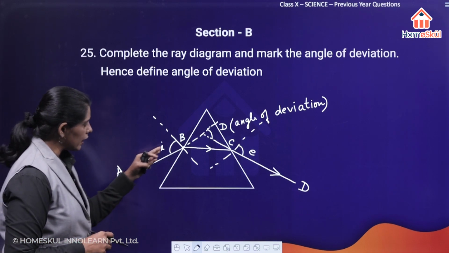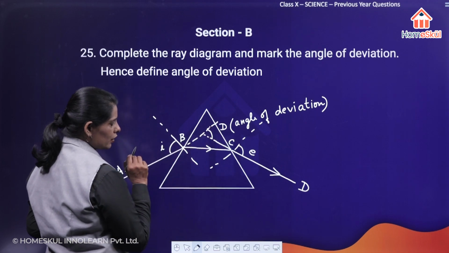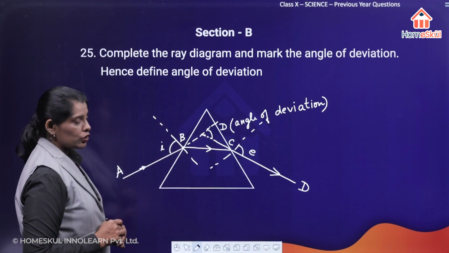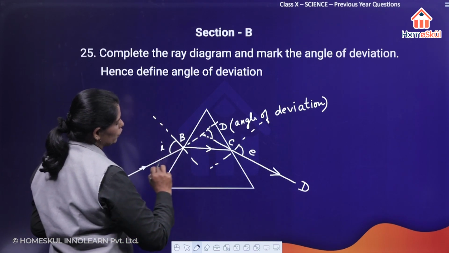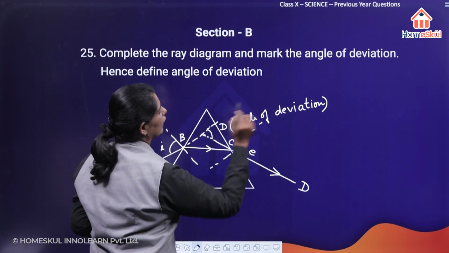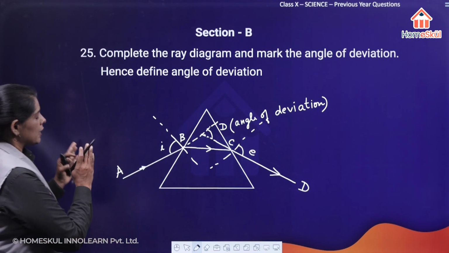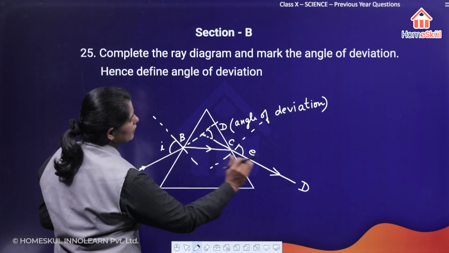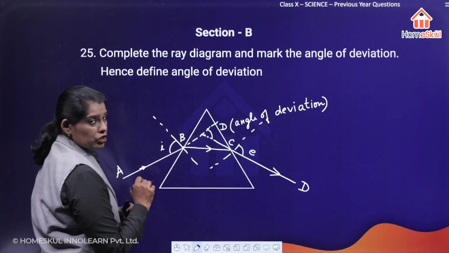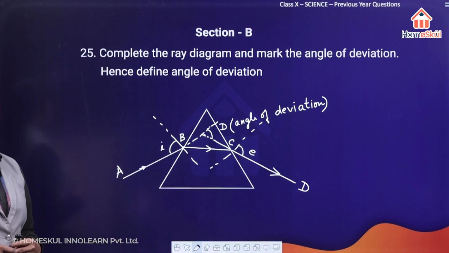Well, we know that this is the incident ray and actually its original path was this, right? But it deviates from its original path. At this particular position, it deviates from its original path. So the angle which is formed between the extended incident ray and the emergent ray is what we call the angle of deviation. Okay, so we have to define angle of deviation. It is the angle which is formed between the extended incident ray and the emergent ray. The incident ray deviates from its original path here, where it makes an angle with the emergent ray, which we call the angle of deviation.